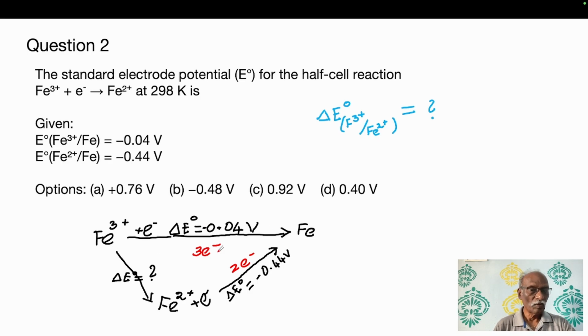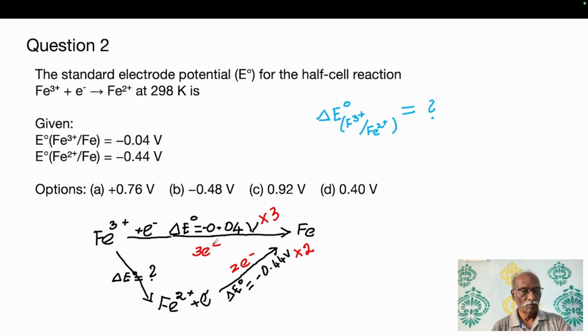In other words, the sum of this and this equals this one. One more point to understand here: the first reaction involves the addition of 3 electrons, but the data given here is only for 1 electron. So what do we do here? We multiply this data by 3. But this one involves 2 electrons. 2 electrons have to be added to Fe2+, only then we get Fe0. Therefore, this has to be multiplied by 2.